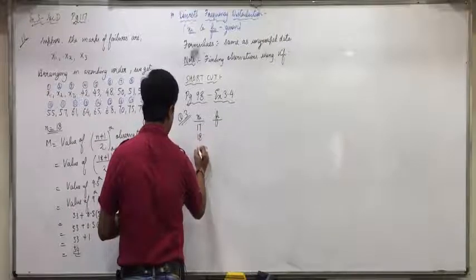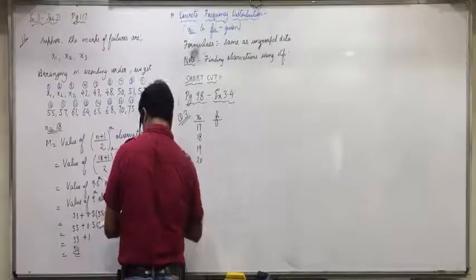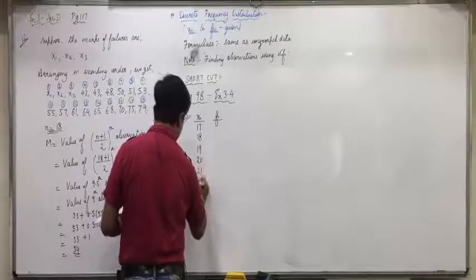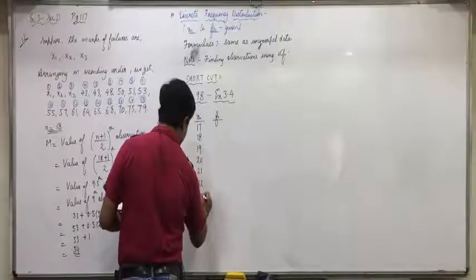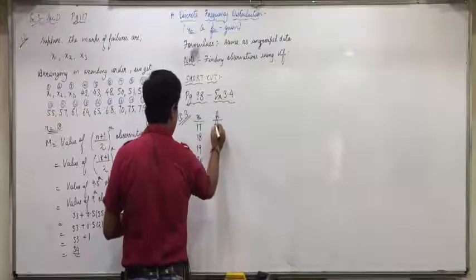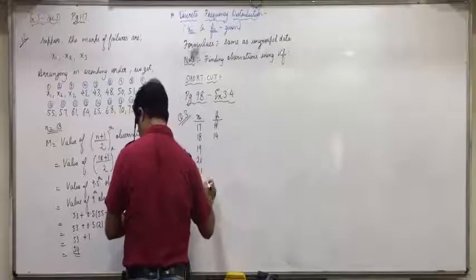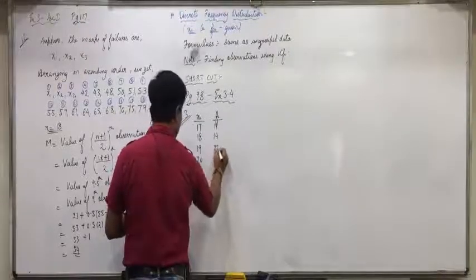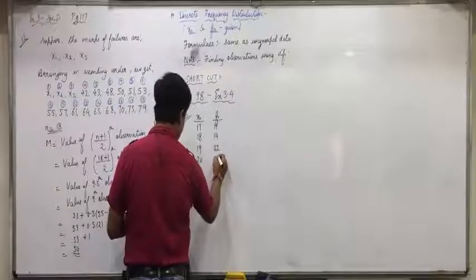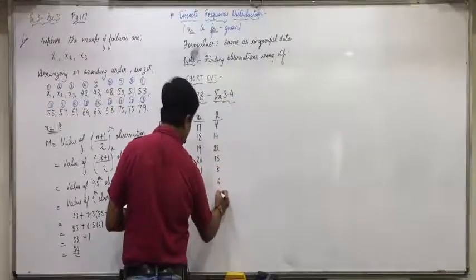Write down 17, 18, 19, 20, 21, 22 and 23. Then 11, 14, 22, 15, 8, 6 and 4.